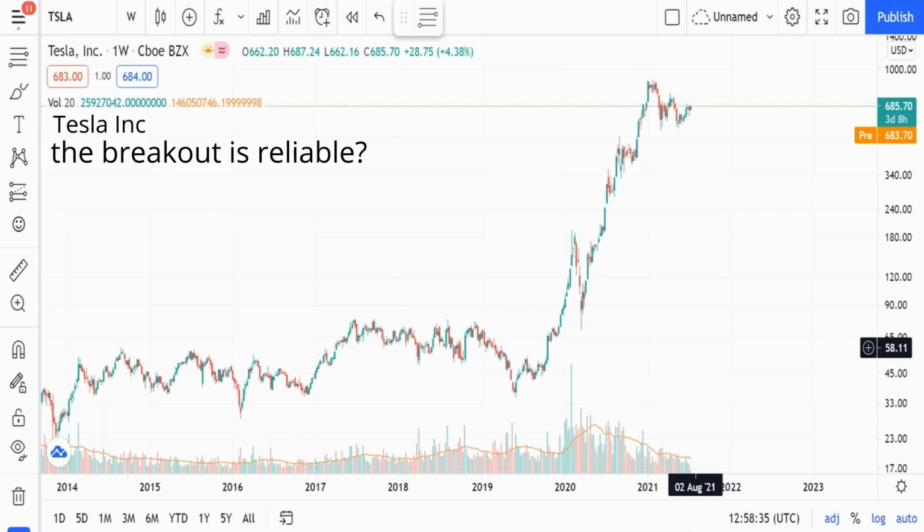Everyone, welcome back. Today we're going to discuss Tesla again. If you look at the chart, it has a good upward trajectory indication. So the stock is going to move really up.